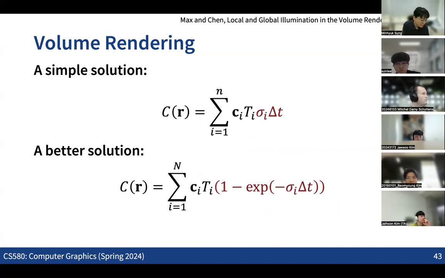When we had the simple solution, we basically had the sum of this term. But when we incorporate the extra transparency inside the interval, the same formulation can be converted into this form. This is a different formulation, which gives slightly more precise outputs. If you see the NeRF paper, they are also using this better solution for this kind of discretization. So please check out the difference between the simple formulation and the better formulation.